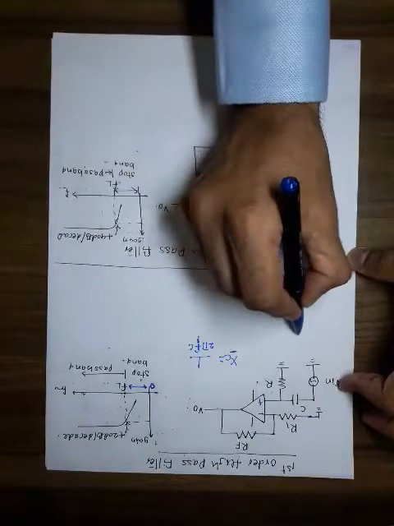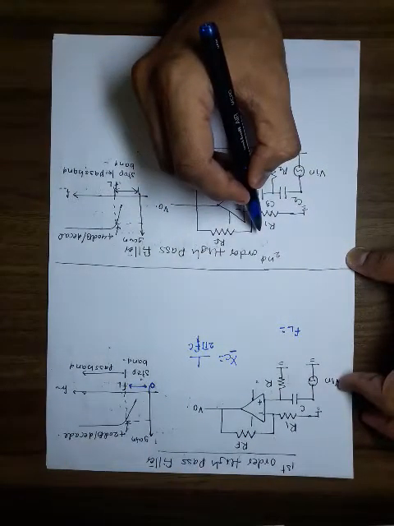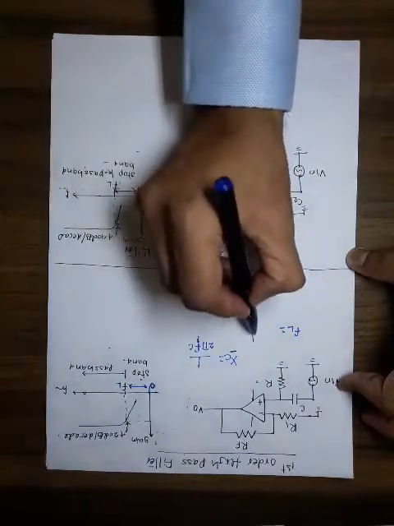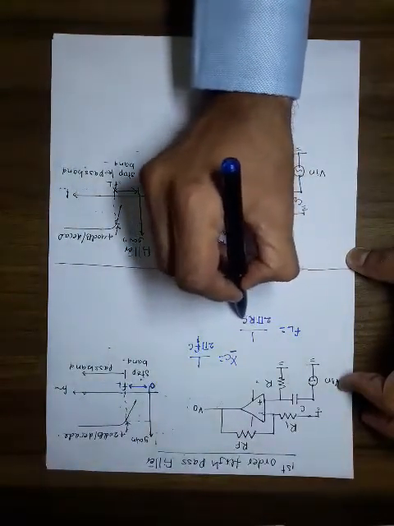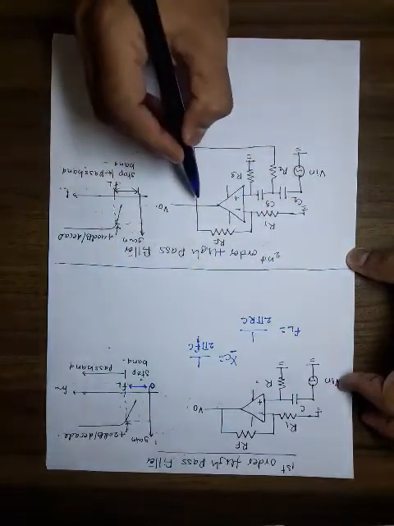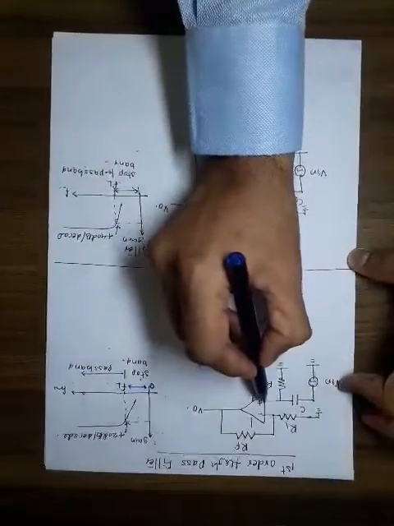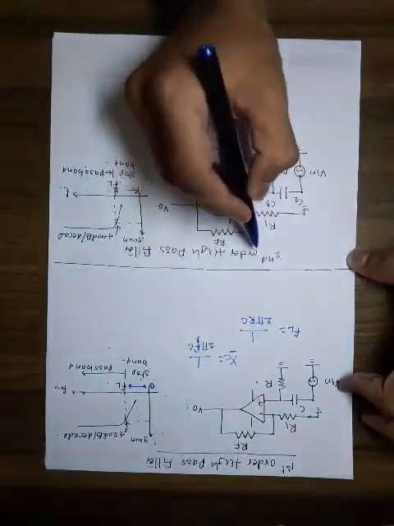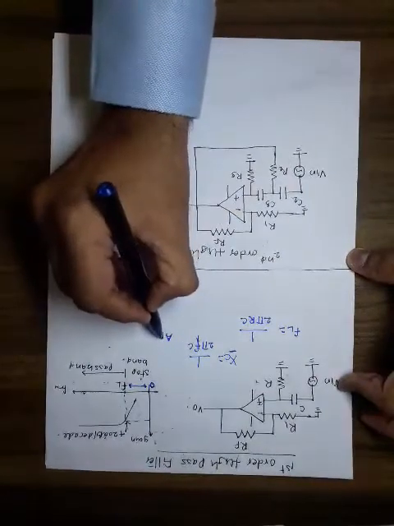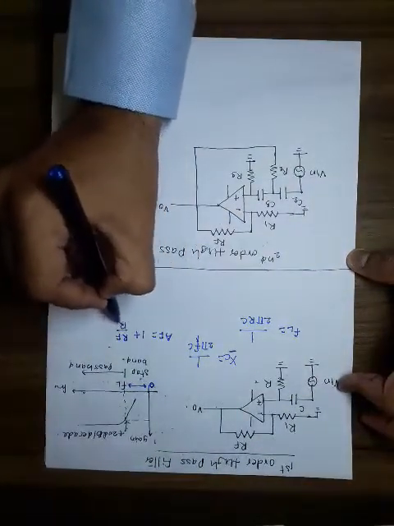Then the expression of FL, that is the cutoff frequency, lower cutoff frequency, equals 1 upon 2 pi RC. R and C, these are the filtering elements. We are using this high pass filter in non-inverting configuration, input signal to non-inverting terminal. So the passband gain AF equals 1 plus RF upon R1.